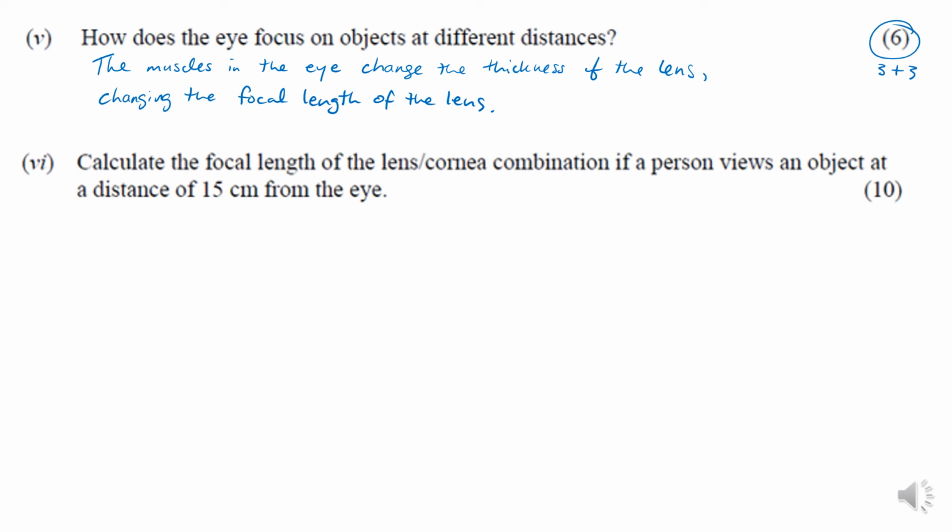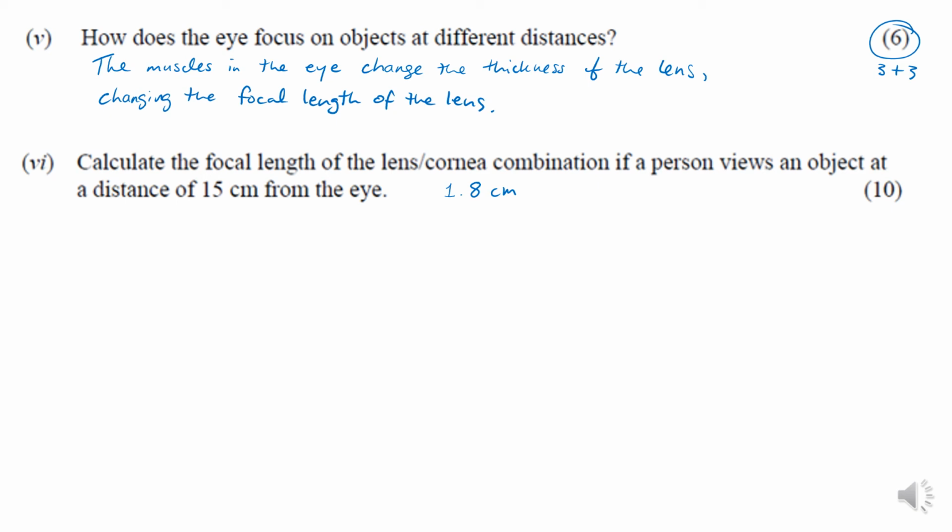Part 6. Calculate the focal length of the lens cornea combination, so they work together, if a person views an object a distance of 15 centimeters from the eye. So for this also we need a piece of information that was in the question at the beginning. If you look back through your question sheet, it was mentioned that the distance from the lens to the retina was 1.8 centimeters. We're going to need that.